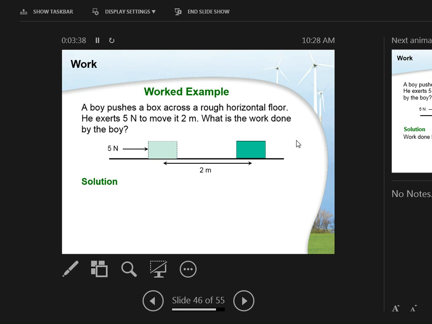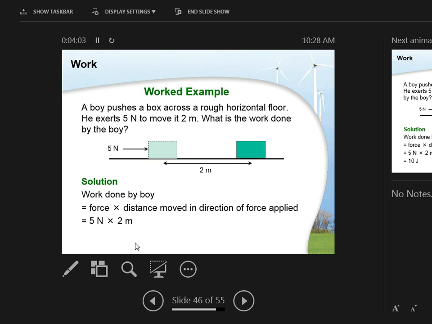So now we have an example. A boy pushes a box across a rough horizontal floor. He exerts 5 newtons to move it 2 meters. So what's the work done? First thing we need to write will be force times distance moved. And you must keep in mind, distance moved in the direction of the force. Force pointing to the right, moving to the right. So yes, we can apply it. 5 times 2, you get 10 joules.